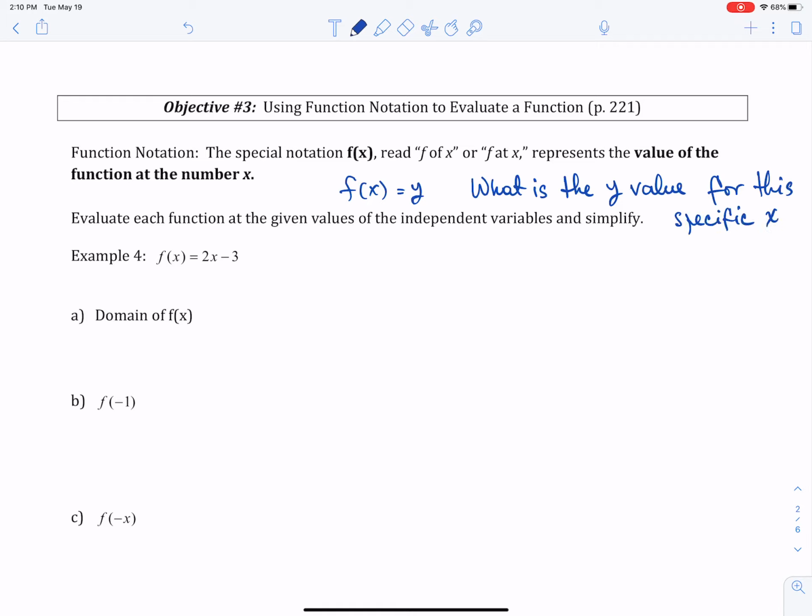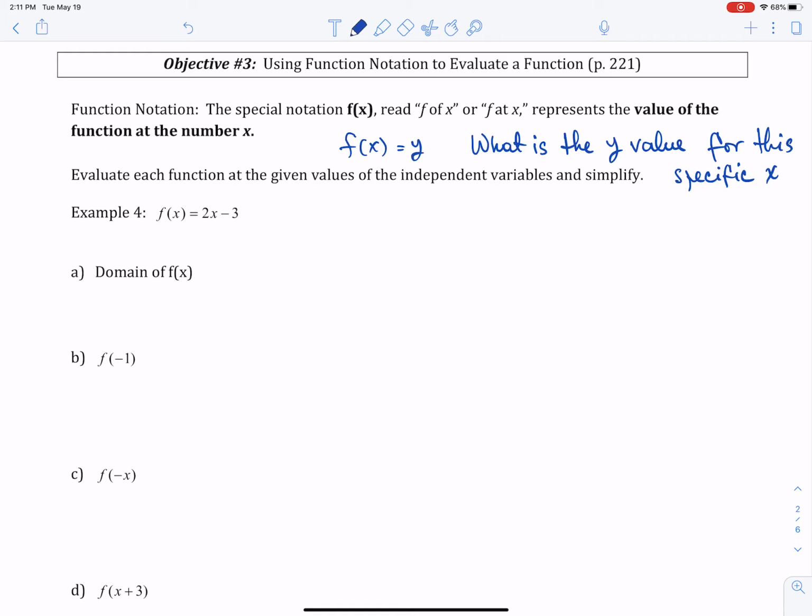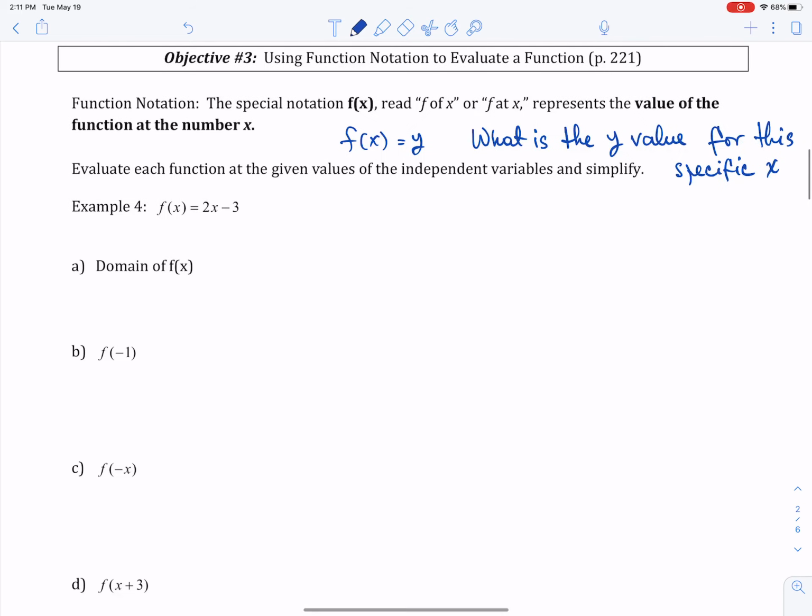So for example 4, I need to evaluate each function at the given values of the independent variable. We call x the independent variable because we choose what x to be based on circumstances or based on the question given. But the y value or f of x changes its value based on that independent value. So we call f of x or the y value the dependent variable. Now, what is the domain?